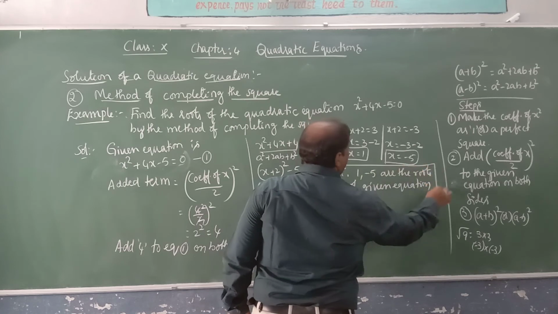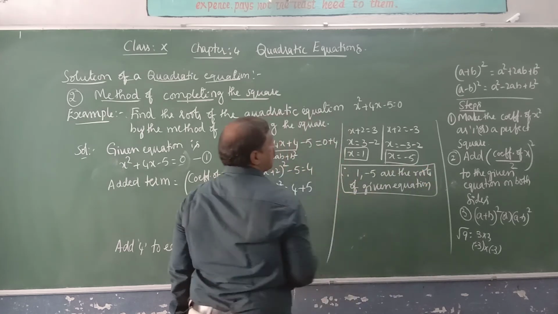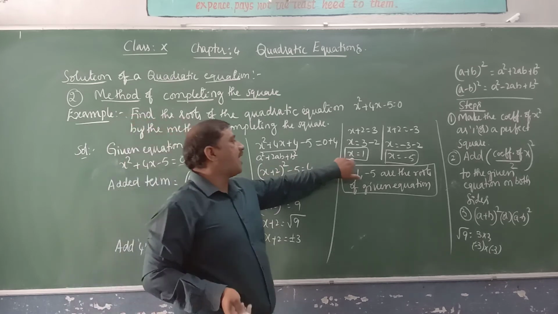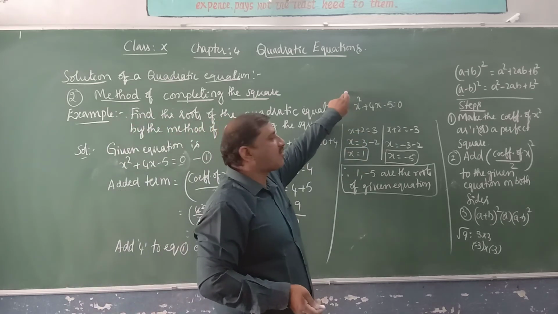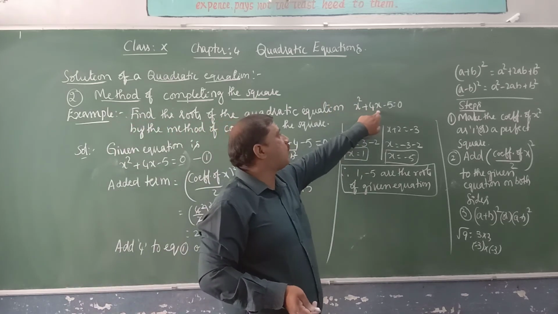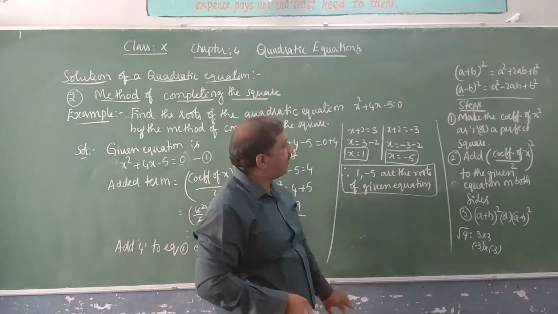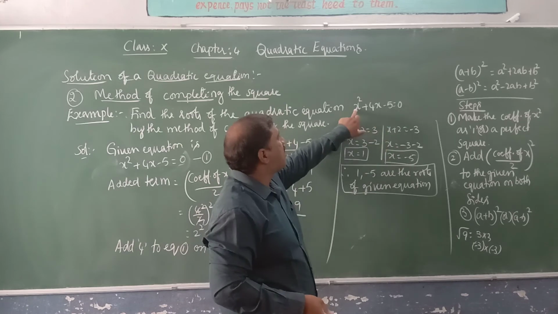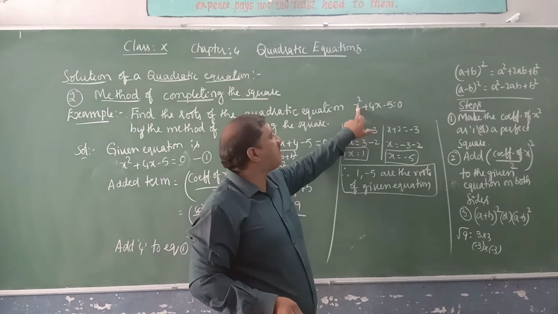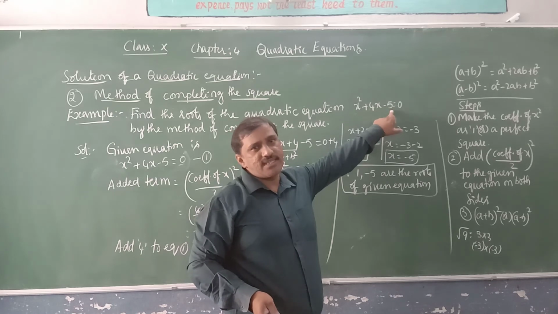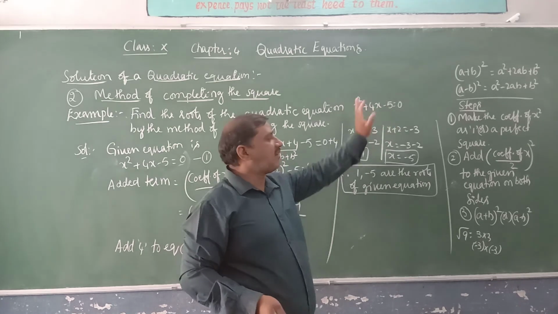So if you want, we can verify this result also. How do we verify? By substituting x is equal to 1. Therefore 1 square is equal to 1, plus 4 into 1 is 4, 1 plus 4 is 5, 5 minus 5 is 0. Satisfied. If x is equal to minus 5, minus 5 whole square is equal to 25, 4 into minus 5 is minus 20, minus 20 minus 5 is minus 25, plus 25 we get 0.